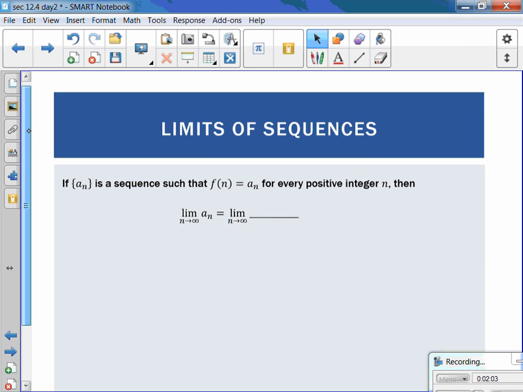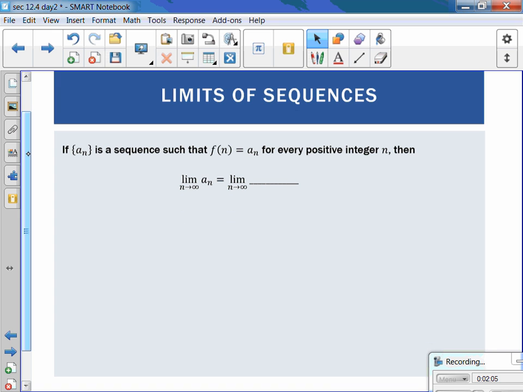So, limits of a sequence: if a sub n is a sequence where f of n equals a sub n for every positive integer n, then we can write this as the limit of a sub n, same thing as the limit of f of n as n approaches infinity, which is just some number L, wherever that limit is approaching. Again, this works hand in hand with our limits at infinity, because we're looking for the nth term as n approaches infinity.